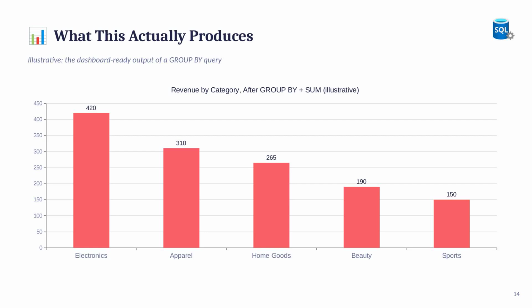Here's what a query like this actually produces once it lands on someone's screen: an illustrative revenue by category chart. Electronics leading at 420,000, apparel at 310, home goods at 265, beauty at 190, sports at 150. This is the entire point of everything we've covered in this video, turning 10,000 individual order rows into 5 bars on a chart that someone can actually look at and make a decision from.